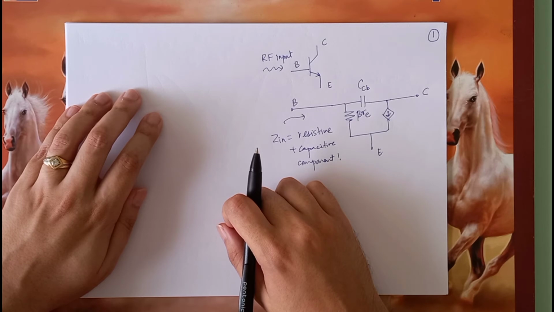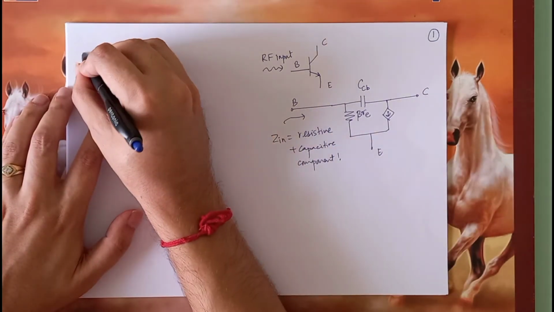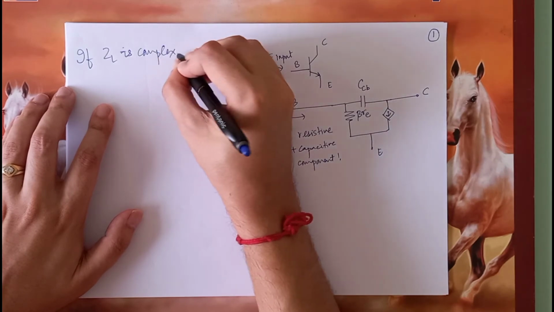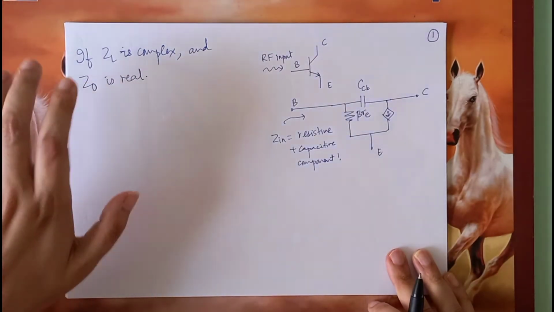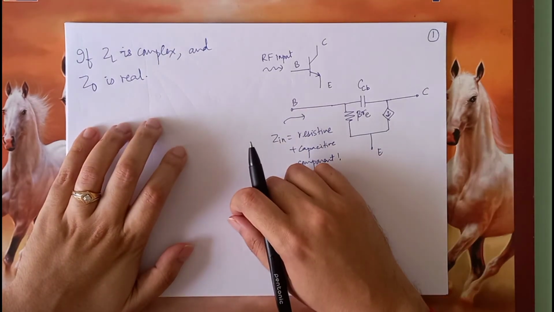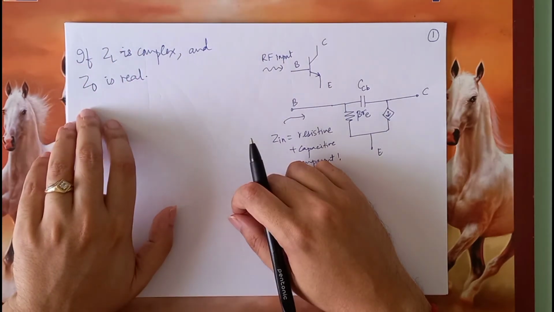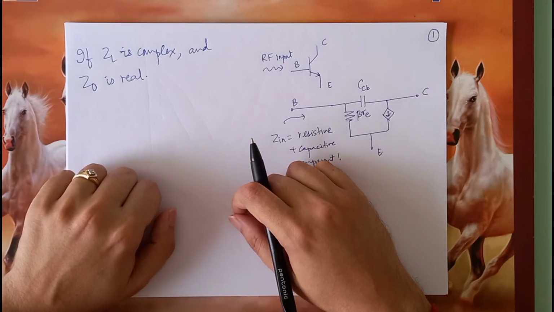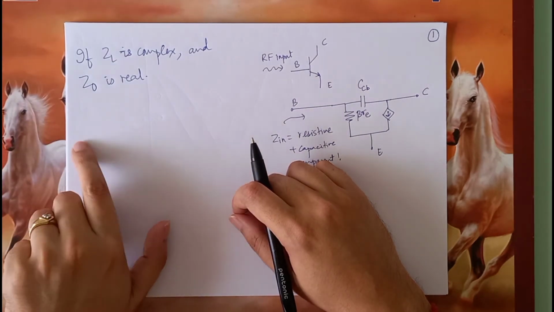But the question is for complex impedances. So if ZL is complex and Z0 is real. Z0 has to be real because the main transmission line that we want to use for carrying energy from the source to the load has to be a lossless line. So in that case, if ZL is complex, what if we use a quarter wave transformer?